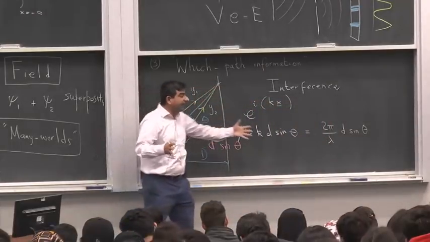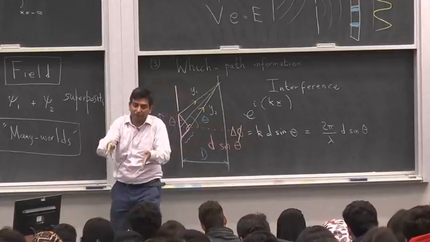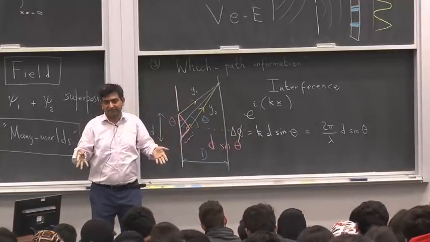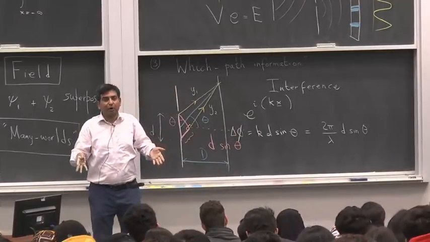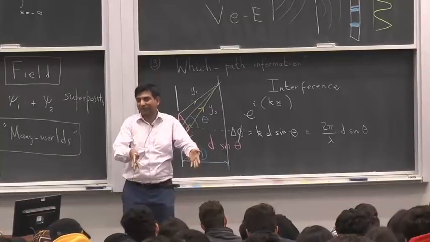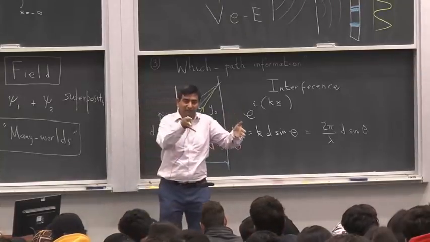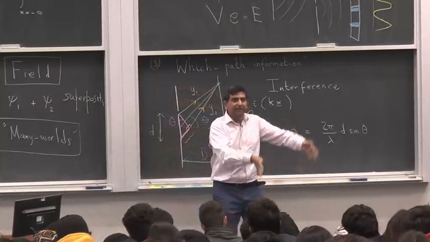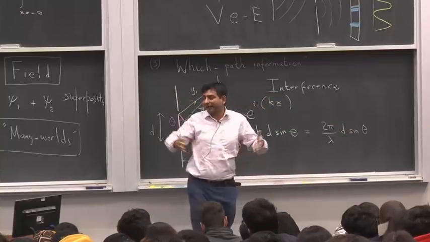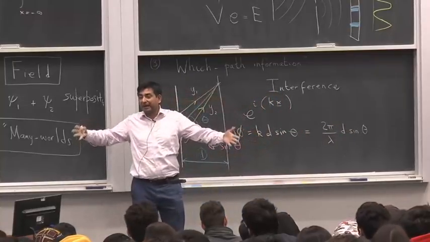Now if this phase difference is equal to 0, you get constructive interference. Or if it's equal to 2 pi, you get constructive interference. Or 4 pi, 6 pi, 8 pi, you get constructive interference and you get bright fringes.